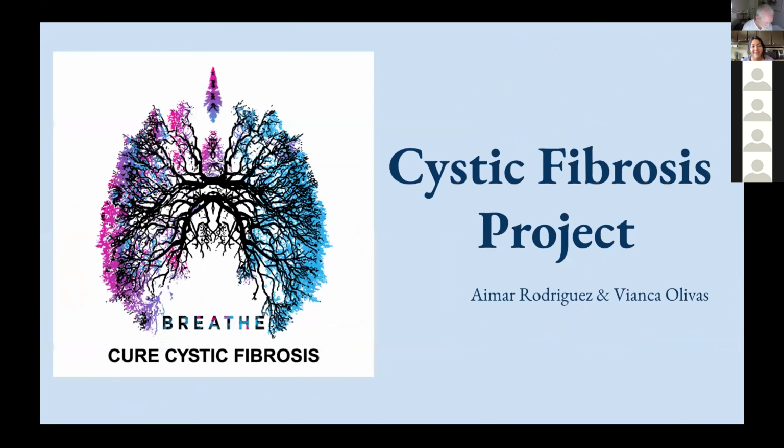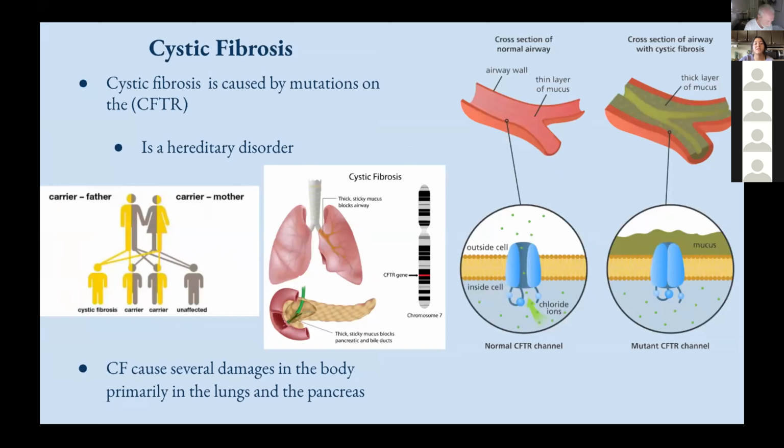Okay, so my name is Bianca and we will be presenting about our mutants. First I will be explaining a little bit about cystic fibrosis, and it's caused by mutations on the cystic fibrosis transmembrane conductance regulator. And it's a hereditary disorder. Sorry about my pronunciation. Cystic fibrosis causes several damages in the body, primarily in the lungs and the pancreas. Another important thing about cystic fibrosis is that it's a common genetic disease on children.